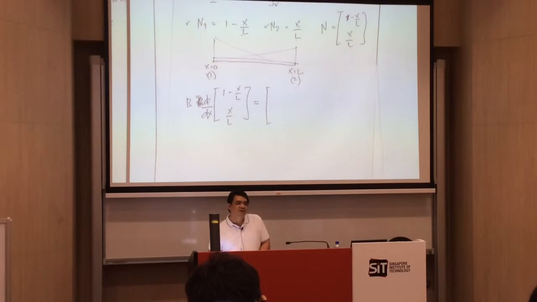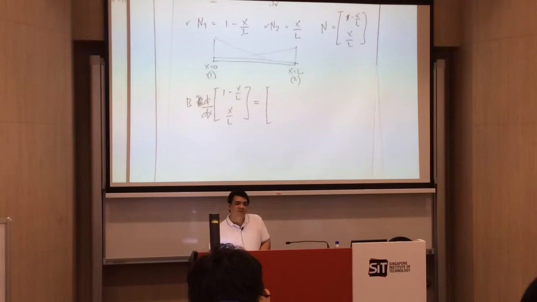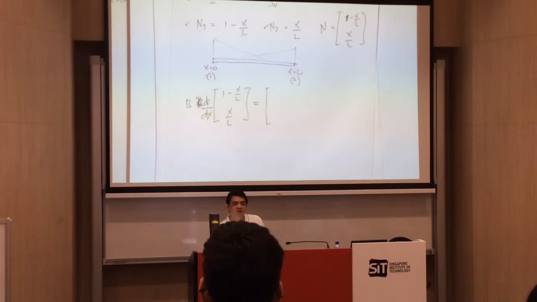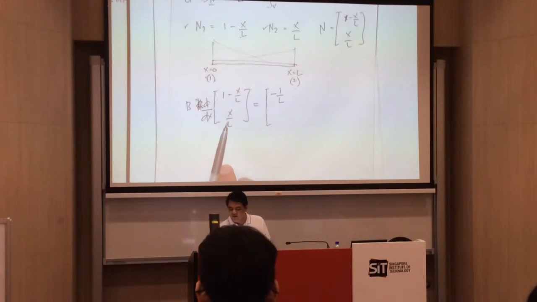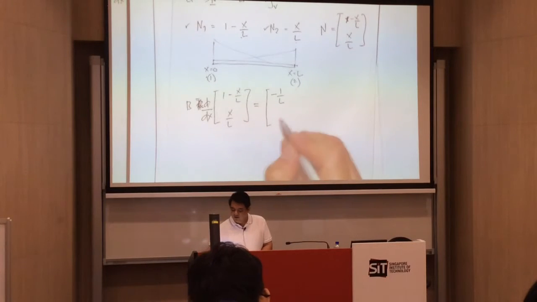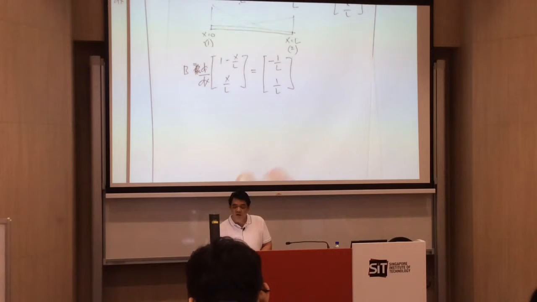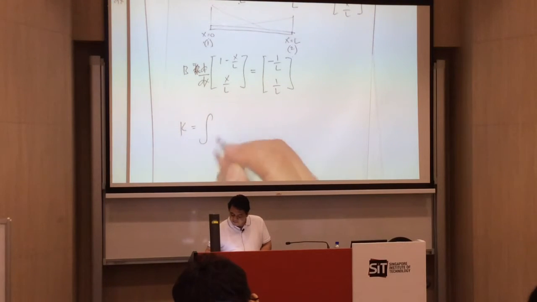Value? What's the value of this one? Derivative of this with respect to x. Minus 1 all over L. What about this one? Derivative of x all over L with respect to x. Yes? So now we can solve for your stiffness matrix.